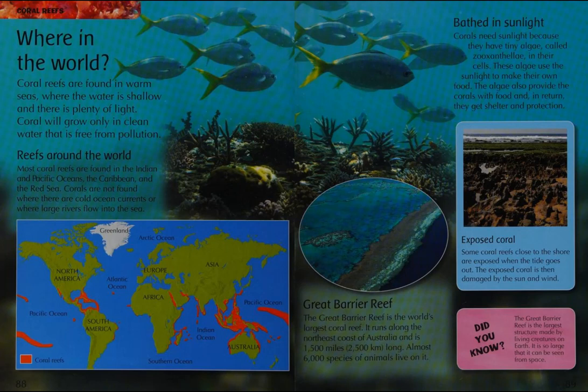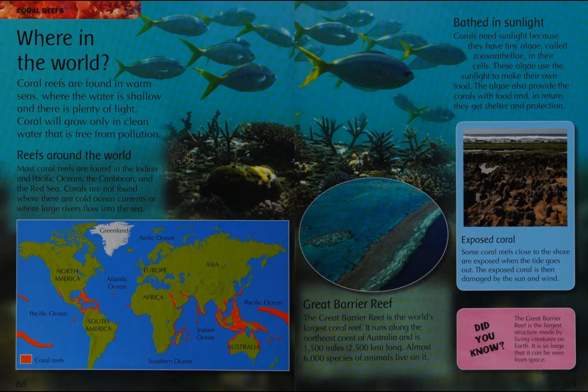Reefs around the world. Most coral reefs are found in the Indian and Pacific Oceans, the Caribbean, and the Red Sea. Corals are not found where there are cold ocean currents or where large rivers flow into the sea. North America. Greenland. South America. Africa. Europe. Asia. Australia. Pacific Ocean. Atlantic Ocean. Indian Ocean. Arctic Ocean. Southern Ocean. Coral reefs.